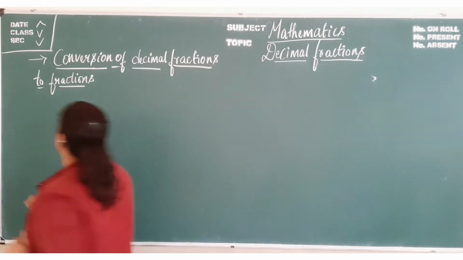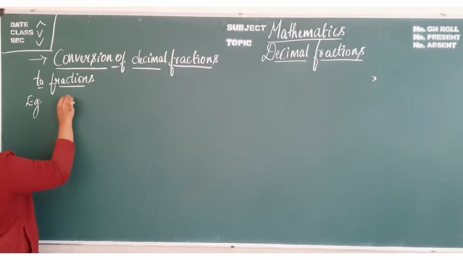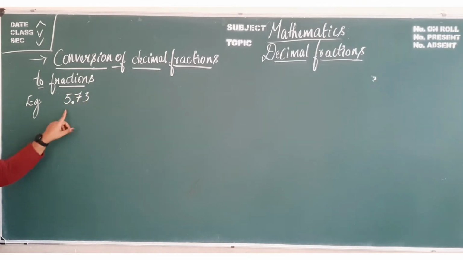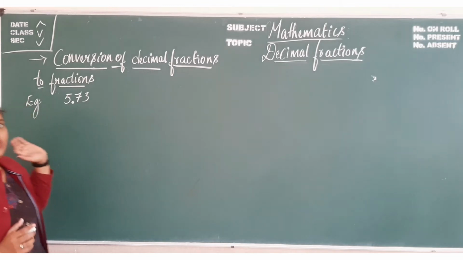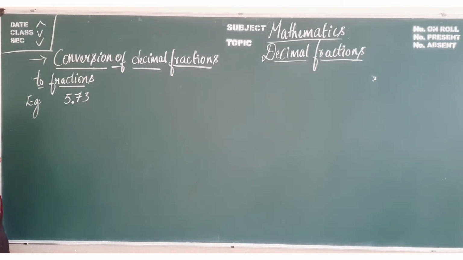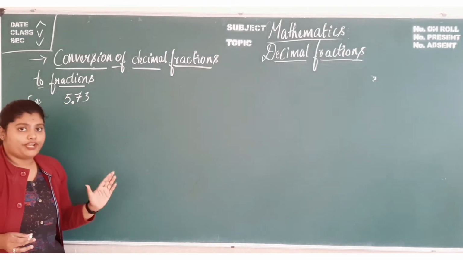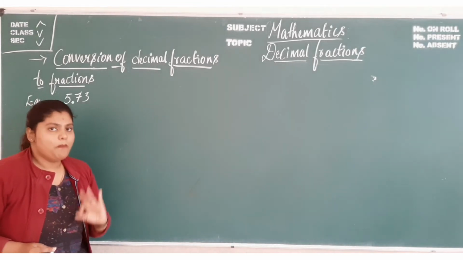So we'll see an example. Let me take an example. Let's say 5.73. Is it a decimal fraction? Yes, it is a decimal fraction. Now this decimal fraction should be converted into a fraction. To write the numerator, the first step is that we have to write the given number without the decimal point.